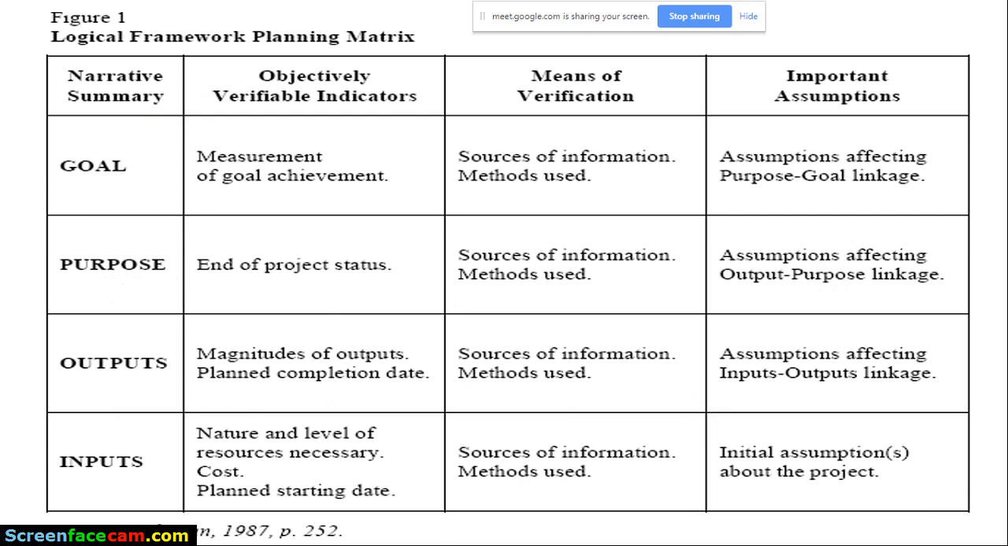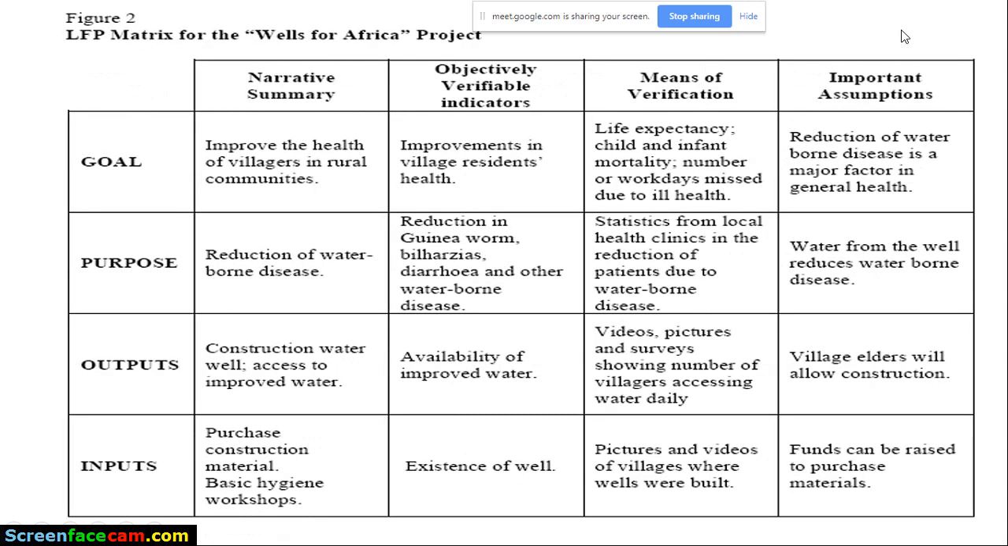So now this is the actual example. Let me just close. So this is an actual example of how a log frame 4x4 matrix looks like. This was a project, the Wells for Africa project. I'm sure we are moving together, class.